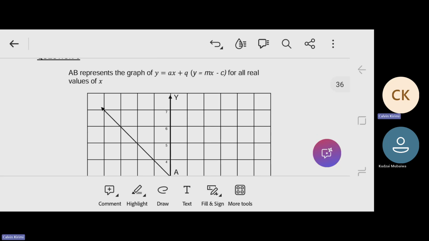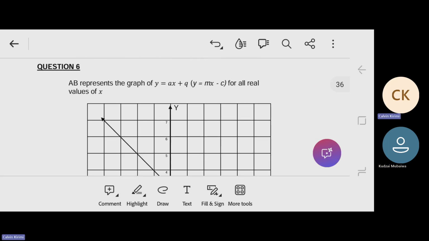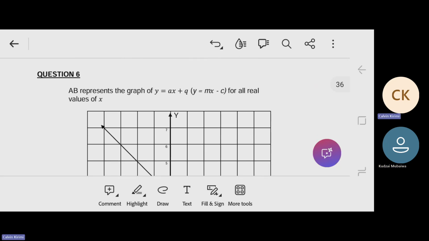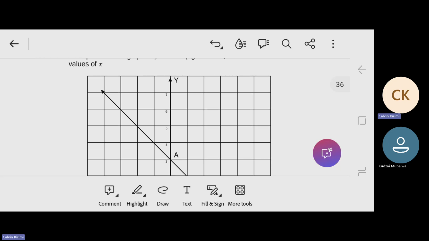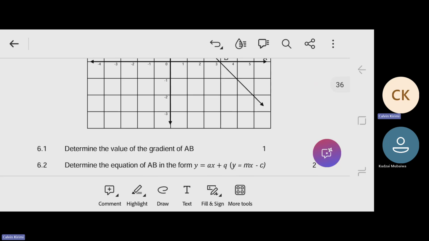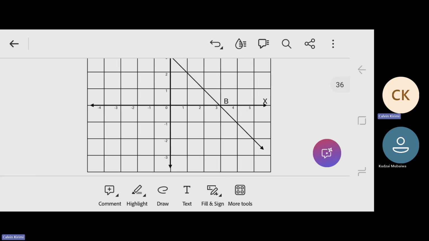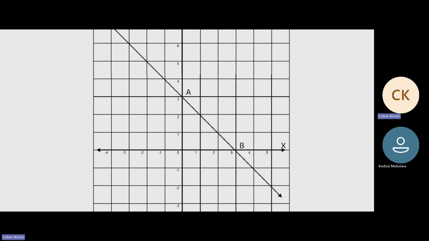Now we are given graphs. You said graphs would be there again. Yes, sir. So we are given a graph AB which represents the graph y equals ax plus q, which is the same as mx minus c for all real values of x. The question is saying determine the gradient. So we want to know the gradient for this line.